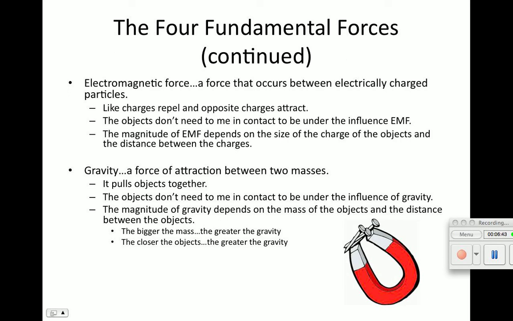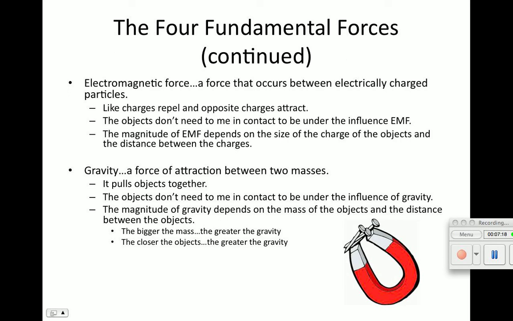Okay, they can be just close to each other, and the magnitude of the electromagnetic force depends on the size of the charge. If you have a lot of negative charge, then you're going to be able to pull that positive charge. Remember how we talked about the effective nuclear charge had to do with that, and the distance between the charged particles. We talked about the electrons being further away from the nucleus, and how they weren't as tightly held. Okay, so we're pretty familiar with electromagnetic force at this point, and we'll be talking about it more when we look at electricity and magnetism.